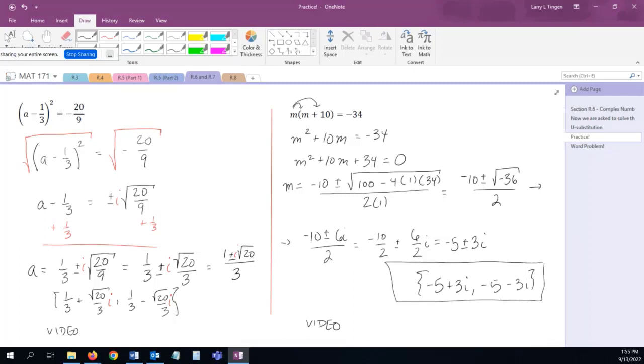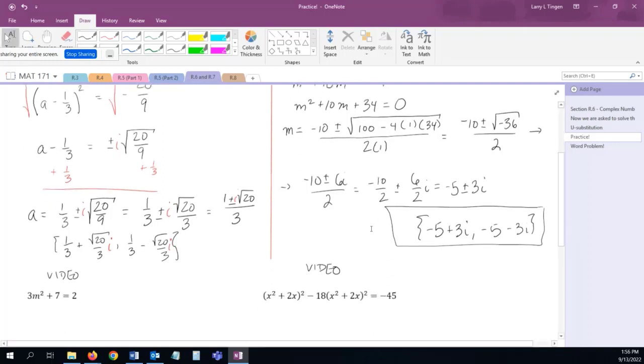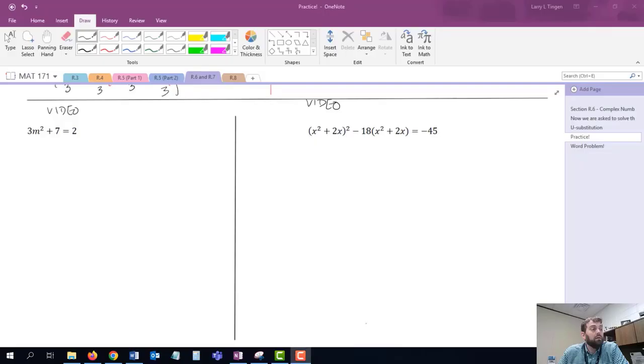So this one's a heavy callback on old stuff. This is a heavy callback on dealing with factoring, dealing with being able to manipulate rational expressions, and then being able to write complex numbers. All right, so the last two I'll do for video later. We got 2 more problems to tackle.